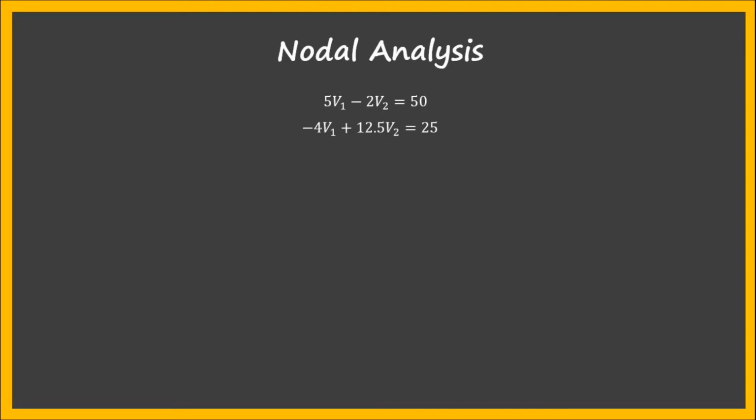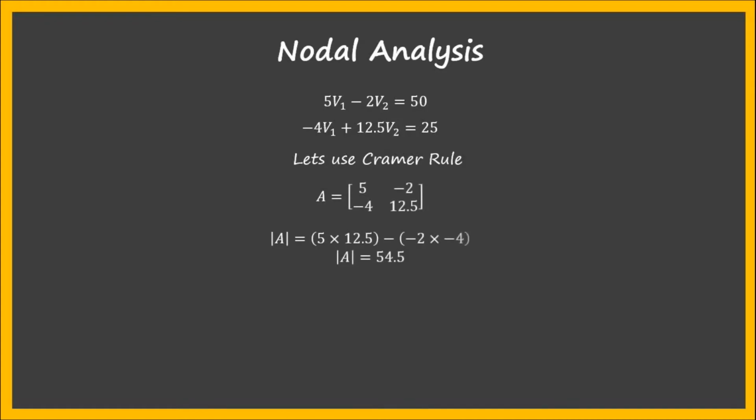I am again using Cramer's rule, which is easy as compared to other methods. It is up to you which method you want to choose. You can also simply use the calculator function to solve for V1 and V2. In Cramer's rule, first of all write the coefficients of the developed equations in the form of a matrix, as you can see on the screen. Then simply take the determinant of the matrix.